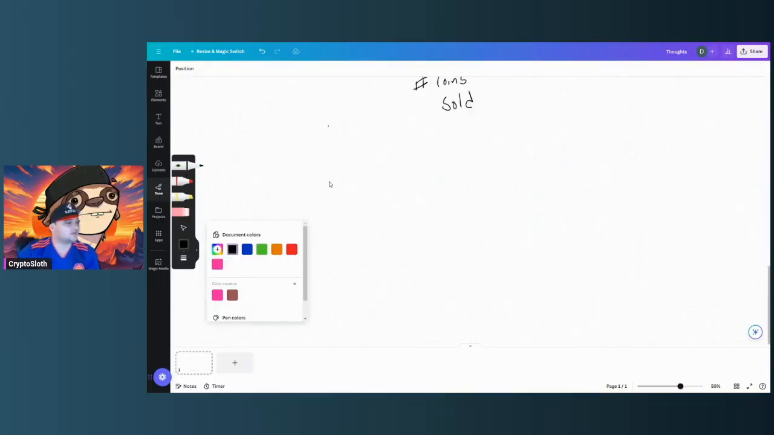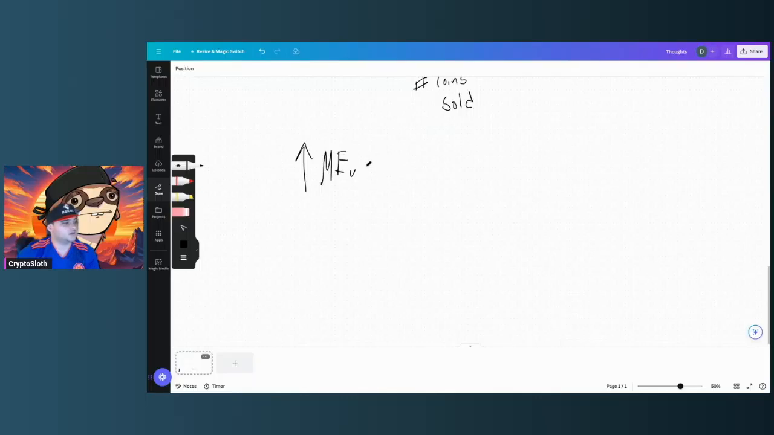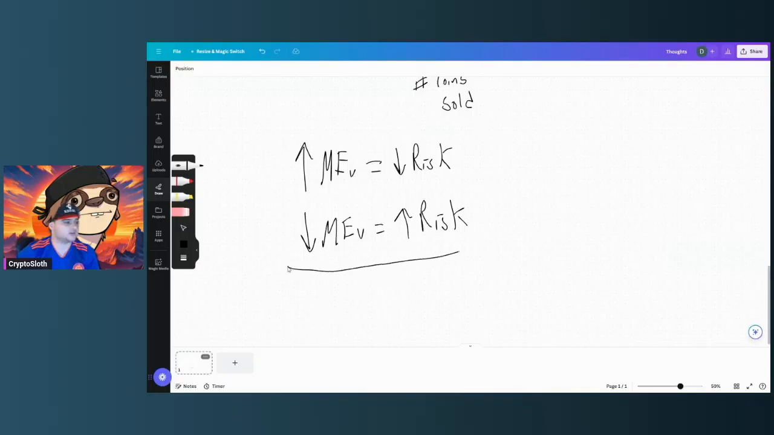So high MEV equals lower risk, a low MEV equals high risk. And I think if I wanted to distill down everything that I'm trying to say in this video into one phrase or one heuristic, it's this.